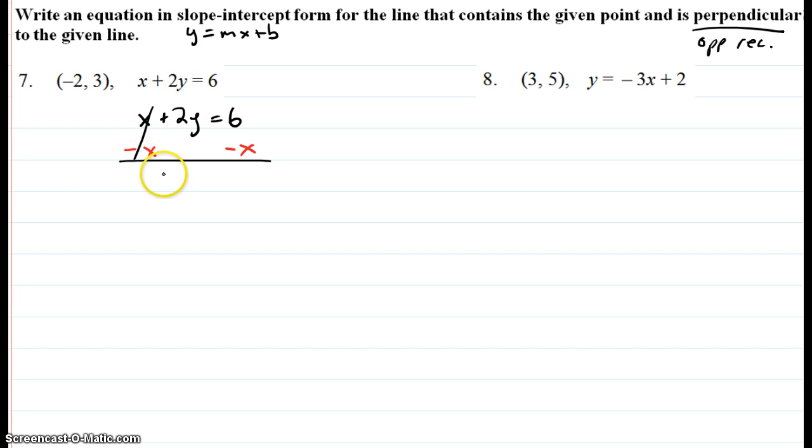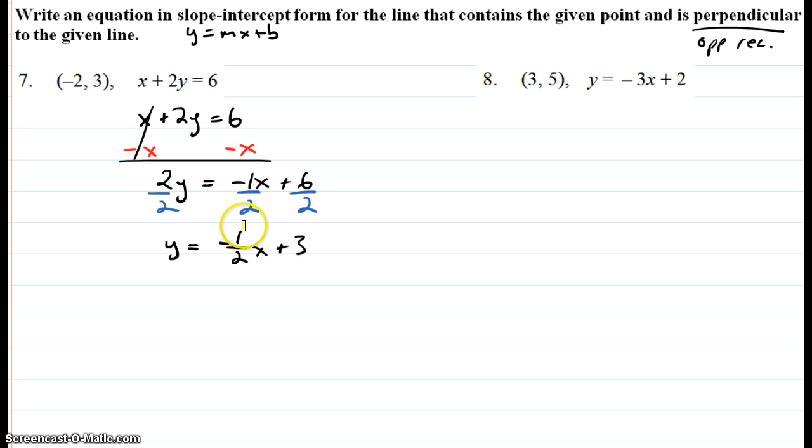None of these are going to go away, so we're left with 2y equals negative x plus 6. Now we need to get rid of the 2, so we divide each and every term by 2. And this gives us y equals, so when there's not a number written, it's a 1, so this is negative 1/2 x plus 3.